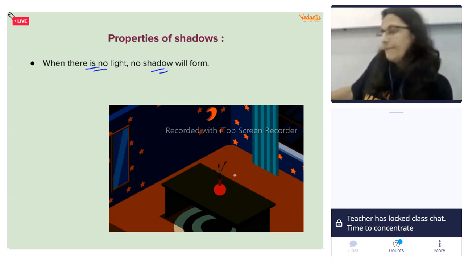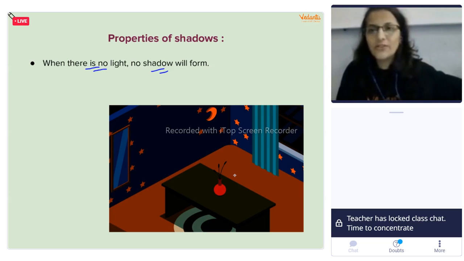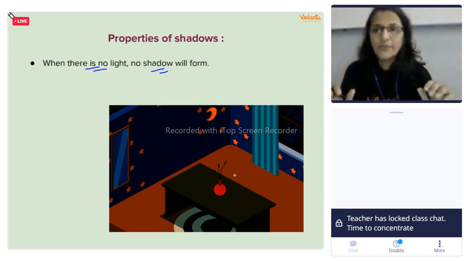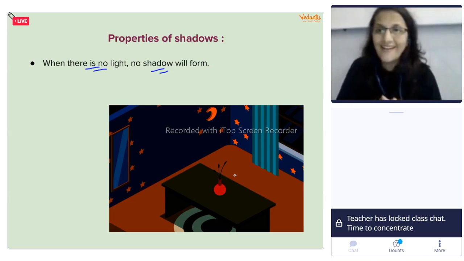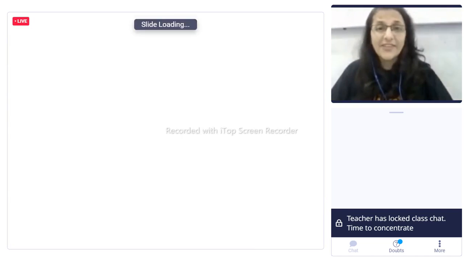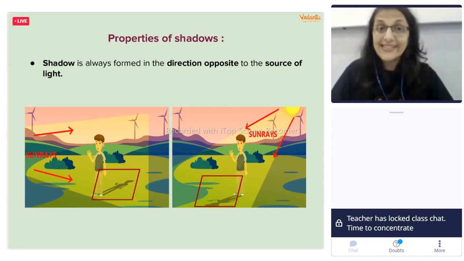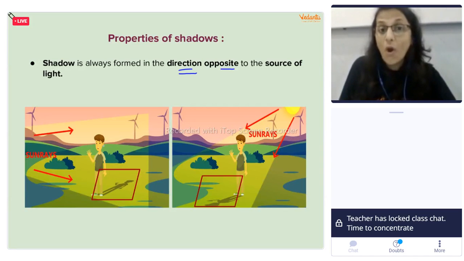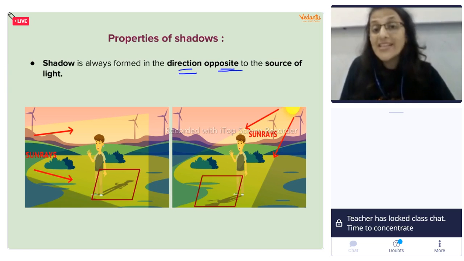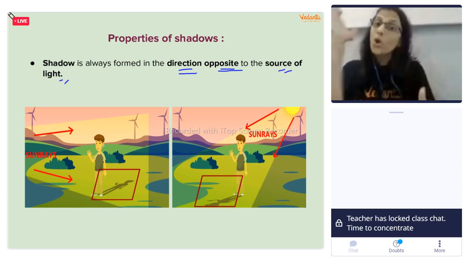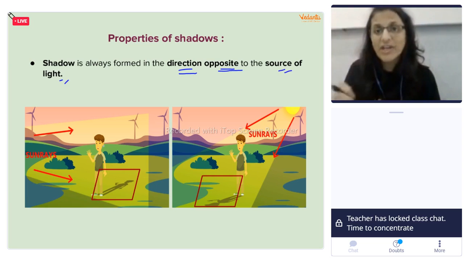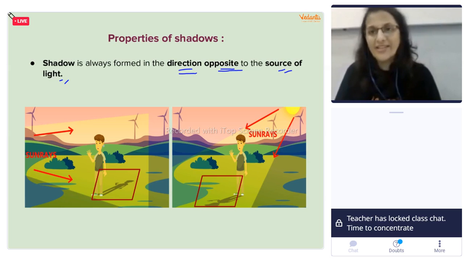Let me just do one thing. See, students, I can't switch off that light, but if there is no light, can you see? Shadow नहीं होता है. यहाँ पे थोड़ा हो रहा है because थोड़ा सा light source वहाँ से आ रहा है. But can you see in the dark? If there is no light, no shadow will form. Do you all agree with me? Yes or no? So let's understand that the shadow is always formed in the direction opposite to the source of light. Yes or no?